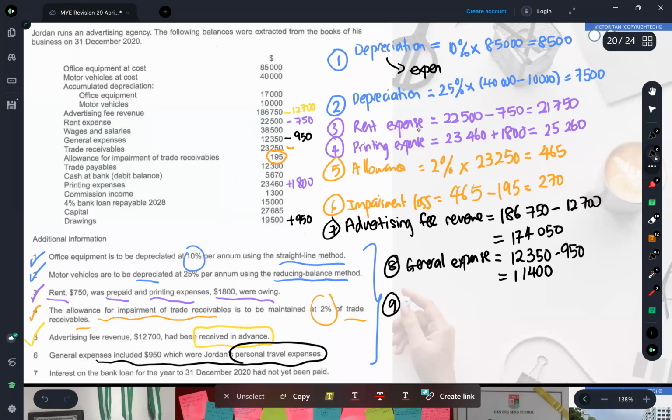Then there was drawings, correct? So drawings, 19,500 plus 950. Okay, so this is 20,450.